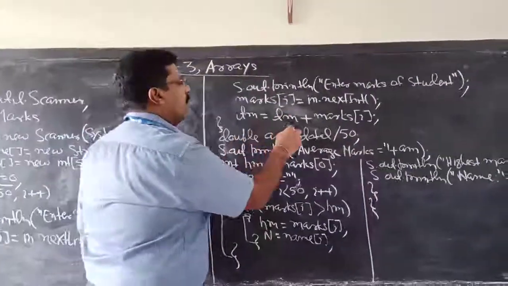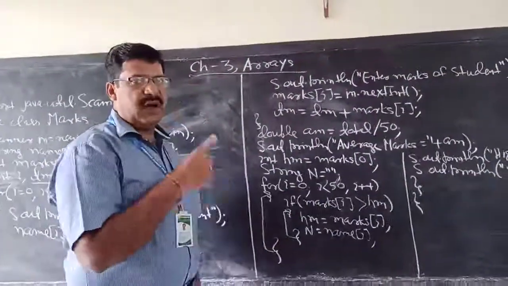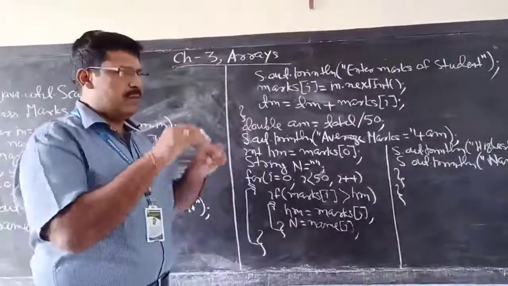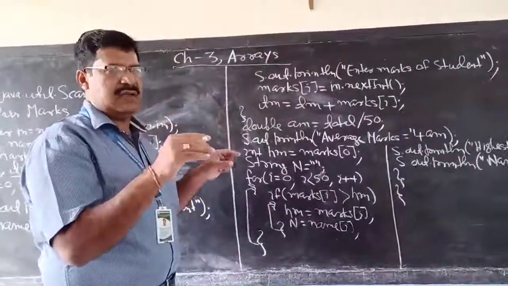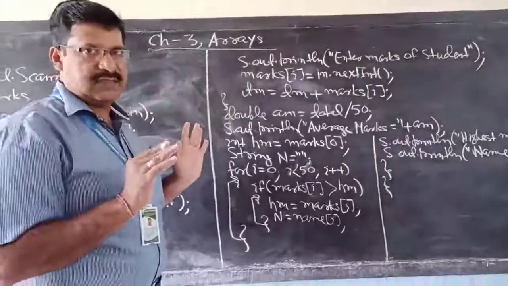Again tm equal to tm plus marks 1. The marks is added into tm. So this loop will repeat how many times? 0 to 49, 50 times we have to input the first name and then marks, and the array is created and total is calculated for the whole class.